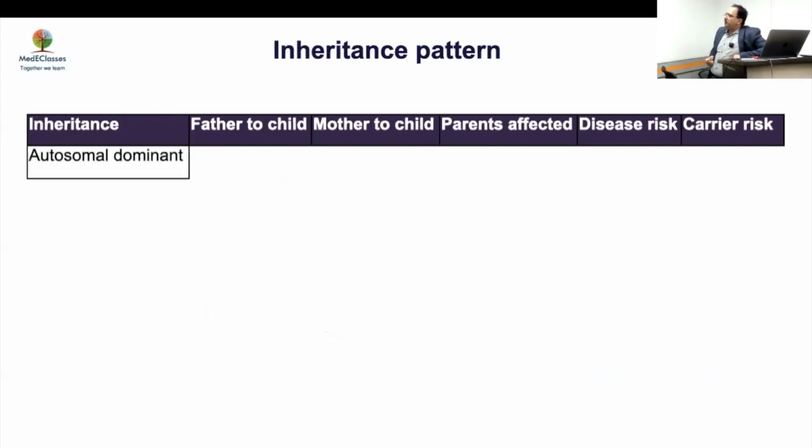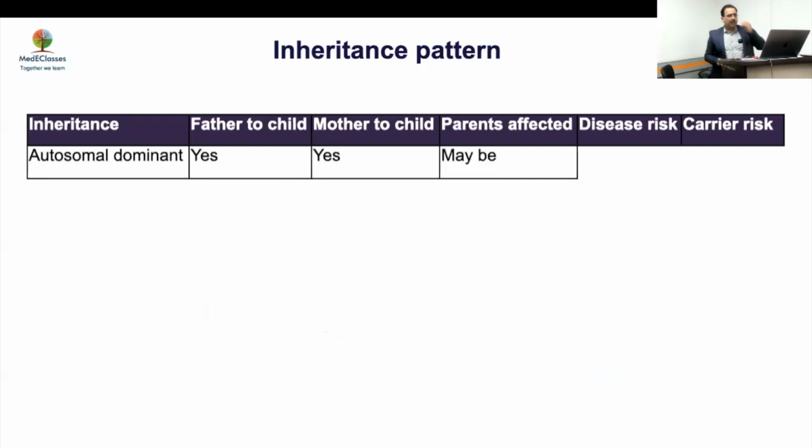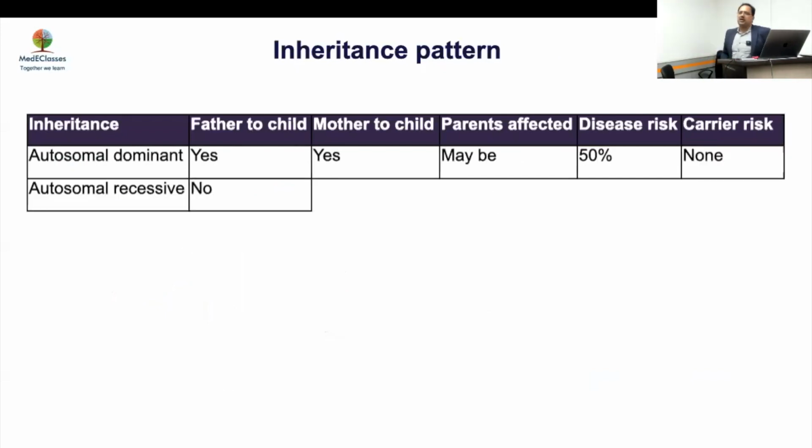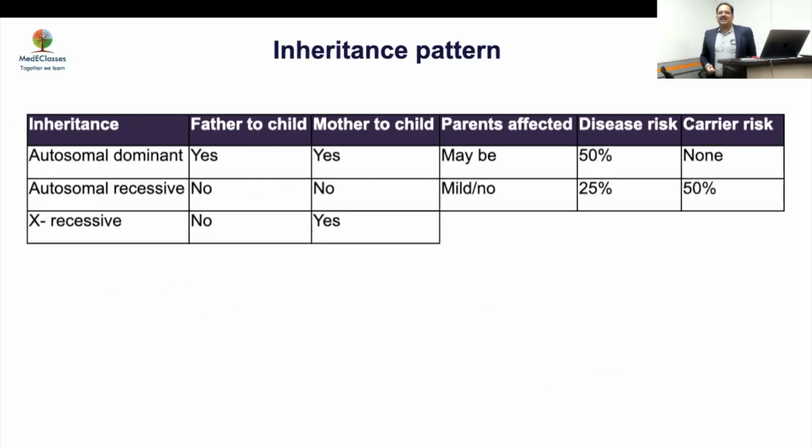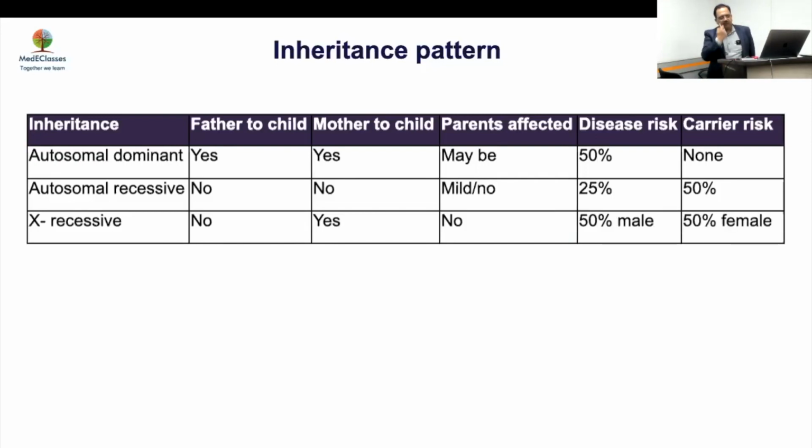So autosomal dominant, father to child, mother to child, both will happen. Parents will be affected. Disease risk is 50%. Carrier risk is none. Autosomal recessive, father to child, no. Mother to child, no. Parents affected, usually not. Disease risk 25%. Carrier risk 50%. X-linked recessive, father to child, no. Mother to child, yes. Parents affected, usually not, unless it's X-linked dominant. Disease risk is 50% for male, carrier risk is 50% for female.